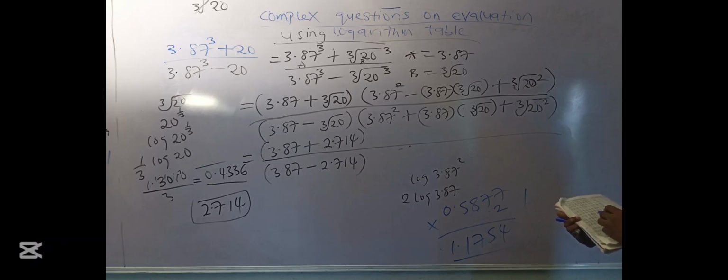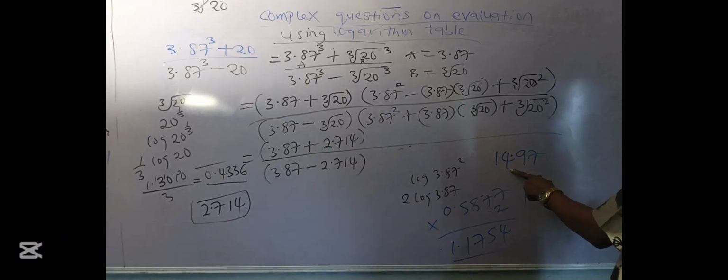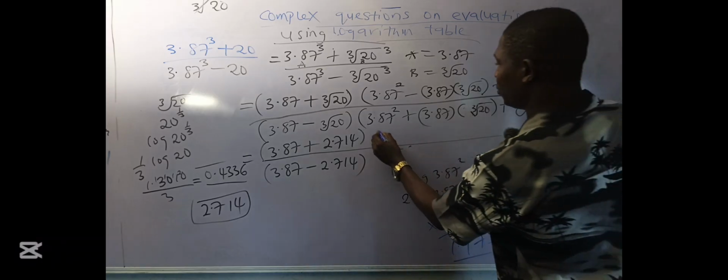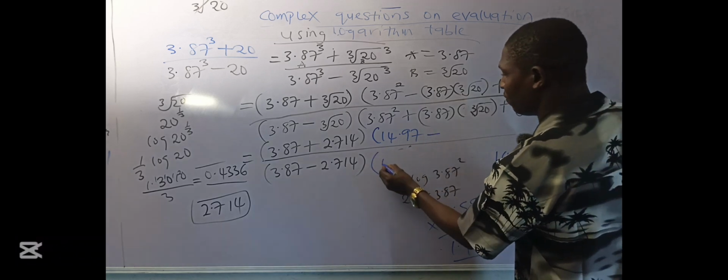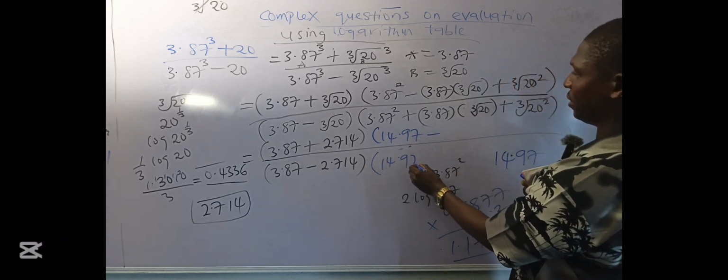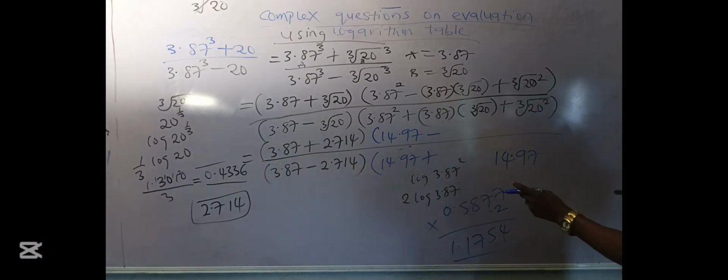So I have 1497. Let me check again: 17 under 5 is 1496, plus 1, 1497. So the value of 3.87 squared gives me 14.97. So I have 14.97 minus, here also will give me 14.97, yes. Why is here minus and here plus?